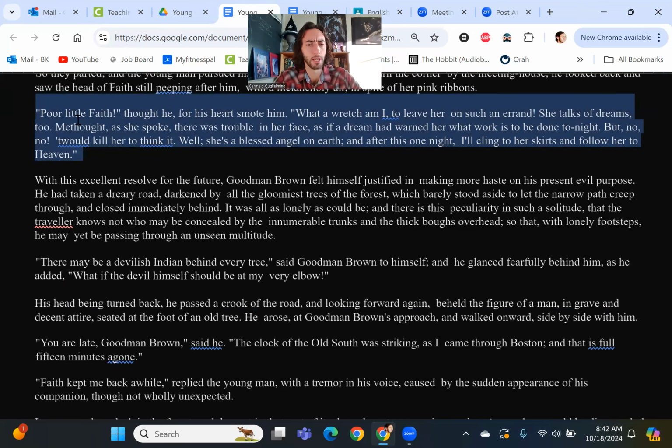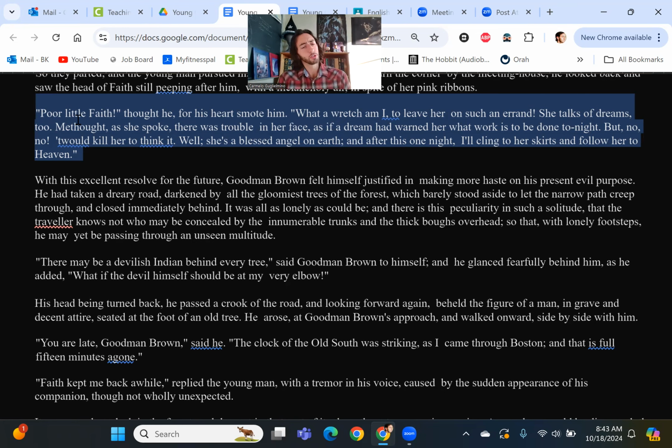He says, "Poor little Faith," thought he, for his heart smote him. "What a wretch am I to leave her on such an errand. She talks of dreams too. Methought as she spoke, there was trouble in her face, as if a dream had warned her what work is to be done tonight. But no, it would kill her to think on it. Well, she's a blessed angel on earth, and after this one night, I'll cling to her skirts and follow her to heaven." With this excellent resolve for the future, Goodman Brown felt himself justified in making more haste on his present evil purpose. He had taken a dreary road darkened by all the gloomiest trees of the forest, which barely stood aside to let the narrow path creep through and closed immediately behind.